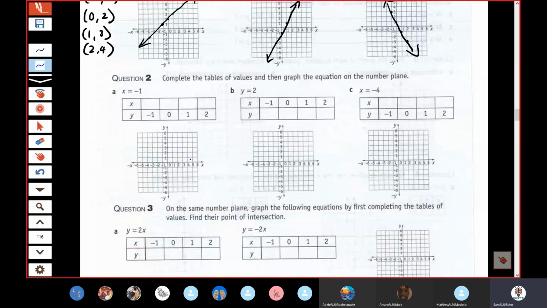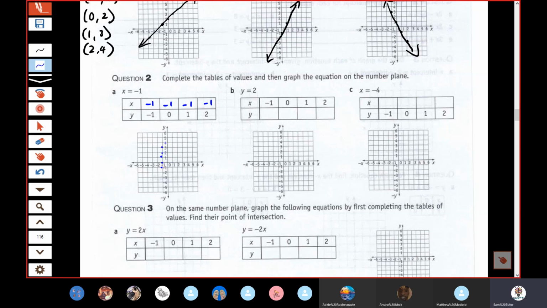Let's try to draw this one. Next one, question 2a. X equals negative 1. What does x always equal? Negative 1. Always. Doesn't matter what the y values are, x is always negative 1. And how do we draw that? Well, x is negative 1, y is negative 1. X is negative 1, y is 0. X is negative 1, y is 1.